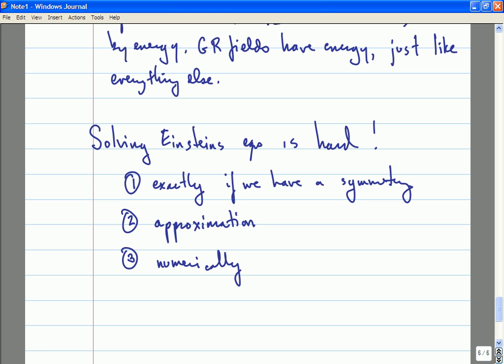And in our discussion of gravity waves, we'll find that the easiest way to explicitly describe gravity waves is in an approximation where the gravity waves are small ripples of the space-time metric, which is very nearly flat. So both of those two strategies will be important to us. And as the time comes, we will develop exactly what we mean when we say that space-time has a symmetry and how that helps us solve Einstein's equations. And we'll also describe in more detail the approximation techniques that we'll be using in the study of gravity waves.